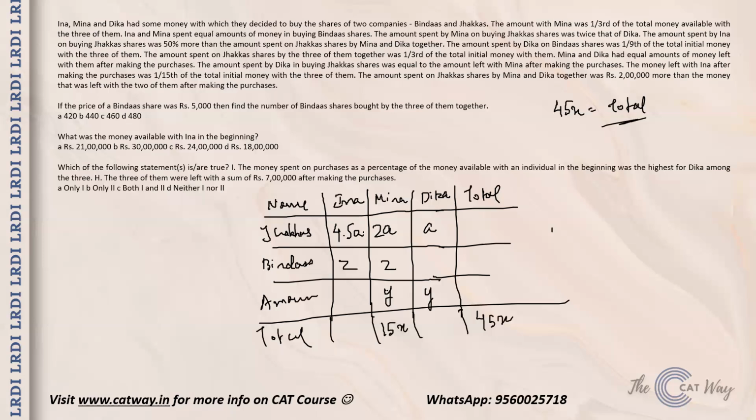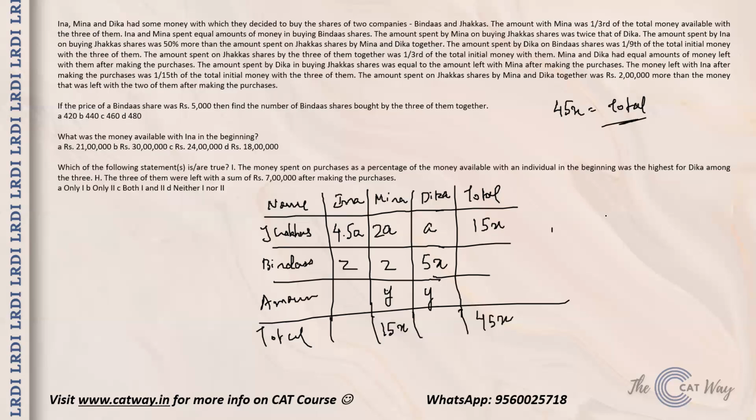Then it says that the amount spent by Dika on Bindas shares is 1/9 of the total initial money with the three of them. So she spent 5x over here. Dika had spent 5x on Bindas. Okay, let's move ahead. The amount spent on Jhakas shares by the three of them together was 1/3 of the total initial money with them, so basically that is equal to 15x.